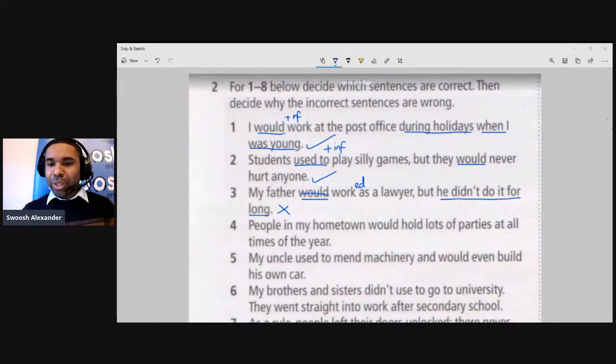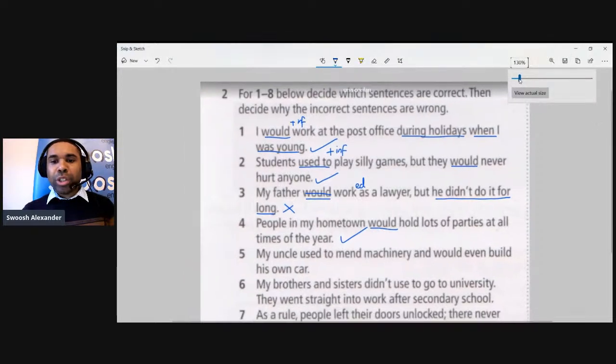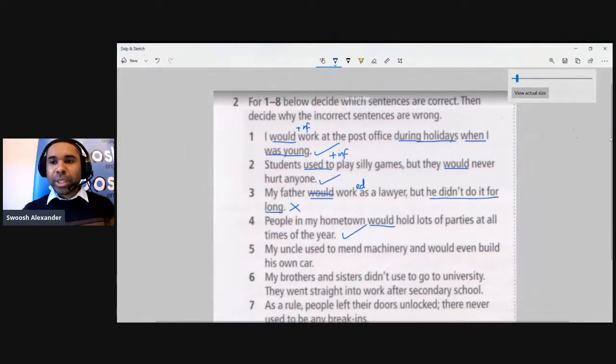Okay, so Khalifa is saying correct for this one. I agree. Good. Yeah, this is a correct sentence, isn't it? People in my hometown would hold lots of parties at all times of the year. So we're referring to a routine which took place in the past, and it was a routine at all times of the year. Yeah, this would be a correct sentence.